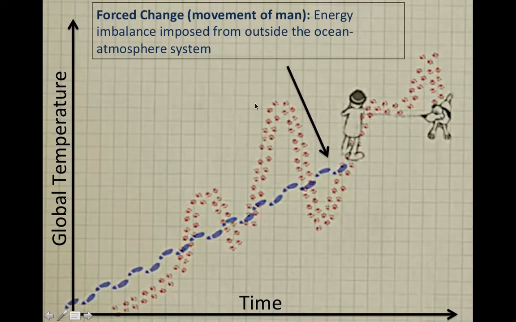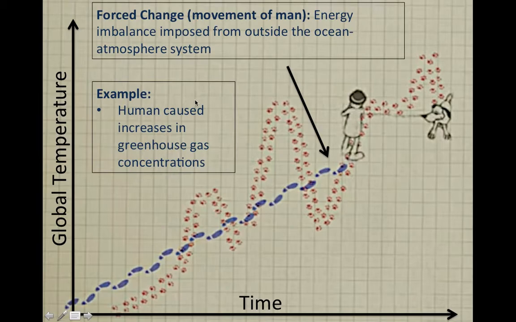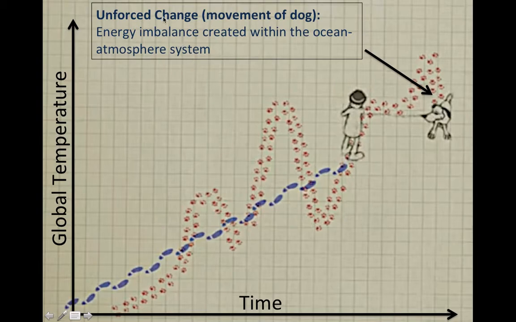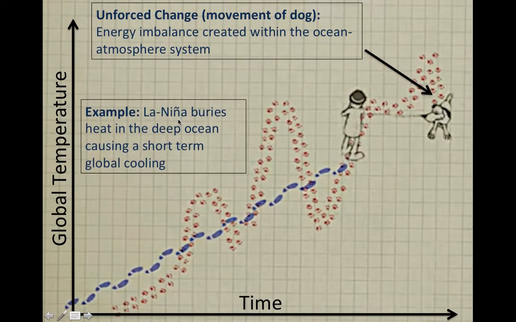The man and the dog represent forced and unforced temperature change, where the path of the man represents the forced temperature change, which remember is the energy imbalance imposed from outside the ocean atmosphere system, like increasing greenhouse gases or like the sun changing brightness. And then the unforced temperature change is the movement of the dog. So this would be an energy imbalance created within the ocean atmosphere system itself. The example we gave there was a La Nina burying heat in the deep ocean, causing a short-term cooling.